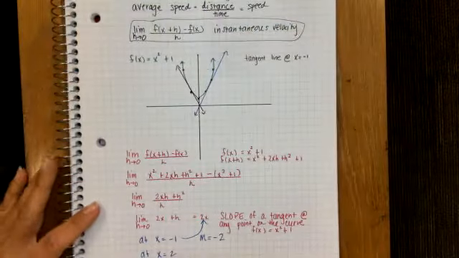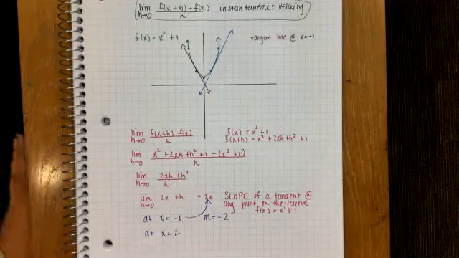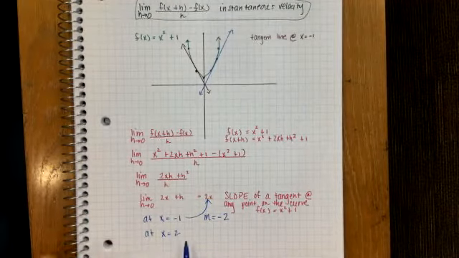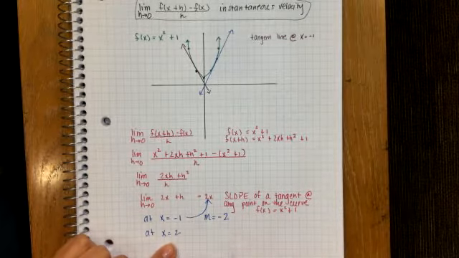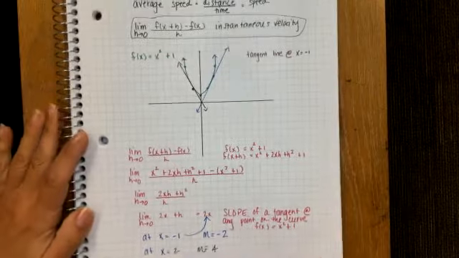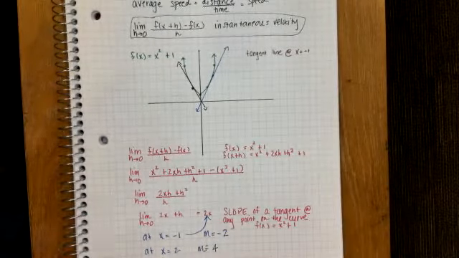I don't need to go through all of this work. I already found the slope of a tangent at any point. So at x equals 2, 2 times 2 is 4. That looks doable. It's possible that the slope of this line is 4.